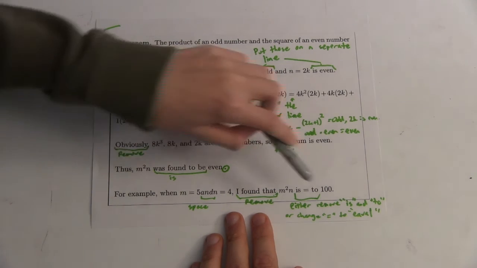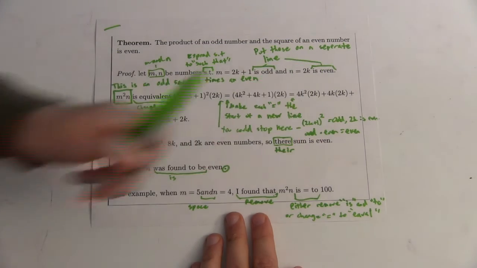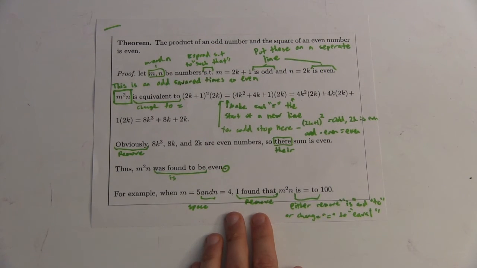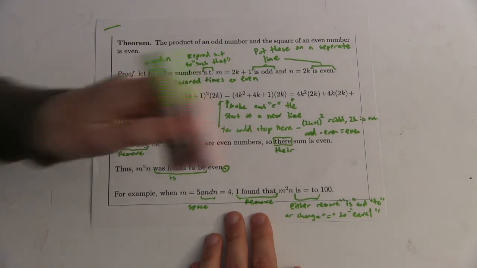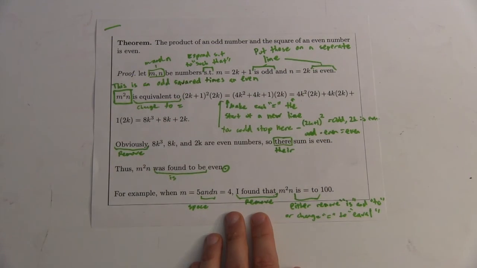And then here it's just sort of inconsistent with how you use the equal sign. You could say either removing the "is" and "to," or changing the equal sign to "equal." That just makes it a little less confusing to read. Okay. Yep, and that was all the errors that I found in this proof.